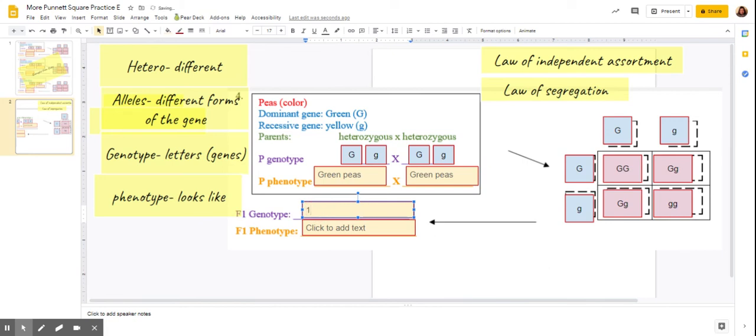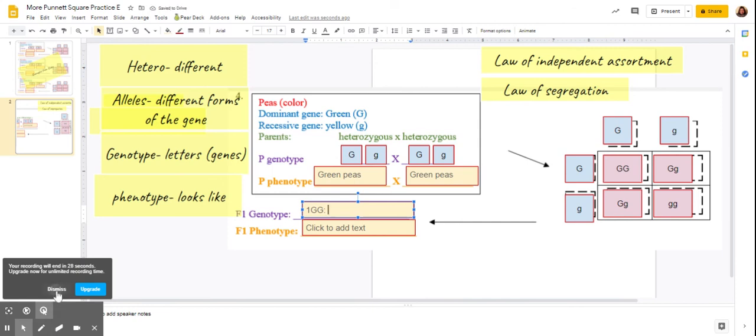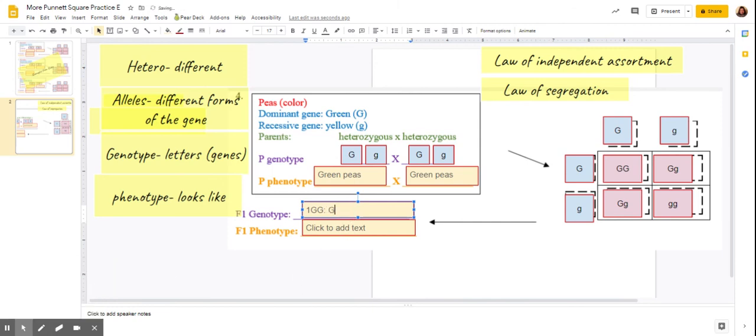So we need to write 1 big G, big G, to 2 big G, little g, to 1 little g. And then we're going to write, what do they look like? And notice these 3 all look the same. We have 3 green to 1 yellow. We could also do this in percentages as well.